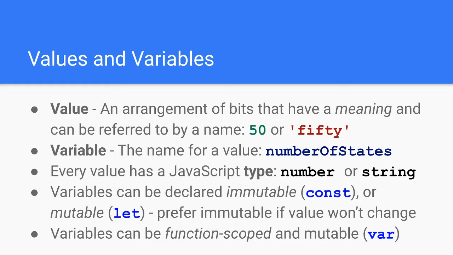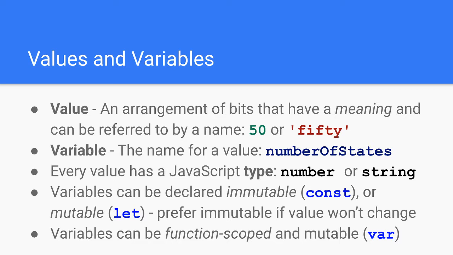The variable, in this case, is the name that you've given this value. So here the variable is numberOfStates, this word. Every value has a JavaScript type. Number and string are some of them. There are others. In this case, 50 is a number. This text here with the quotes, which says 50 spelled out, is a string. Now, JavaScript doesn't have any distinction between integer types and types with decimals in them. It's just called number. Every number is a number. And this is very weird and problematic. We'll get into that a little bit.